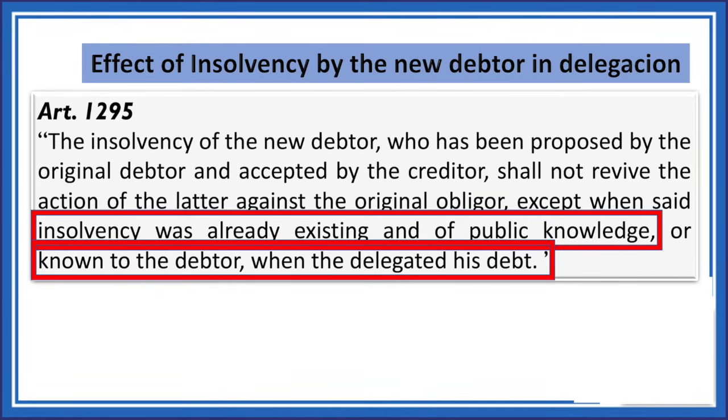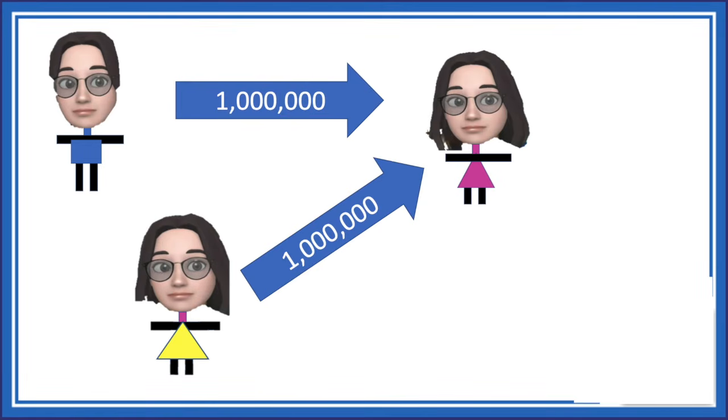Okay? Actually, these exceptions are intended to prevent fraud on the part of the old debtor, 'di ba? Kasi parang magiging escape sa obligation. Anyway, let's take an example. Pogi owes Ganda 1 million pesos. Tapos, etong si Pogi, nag-propose siya kay Ganda na si Beauty will substitute him as a debtor.